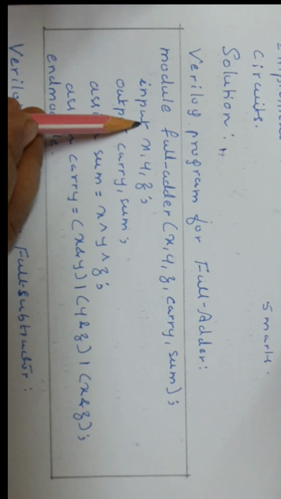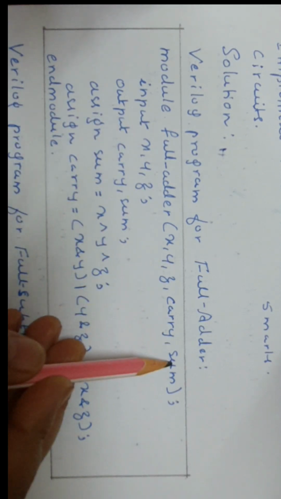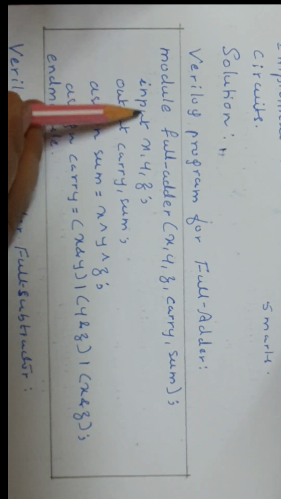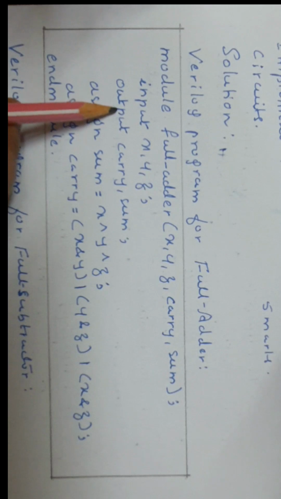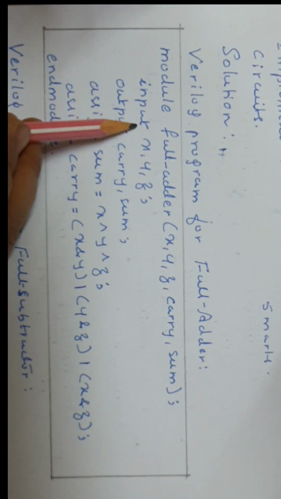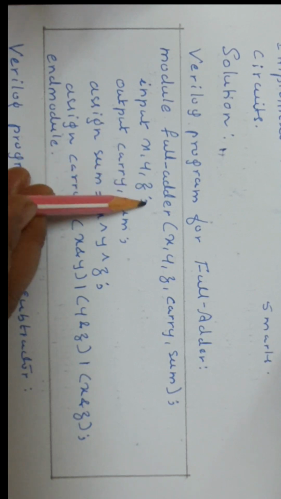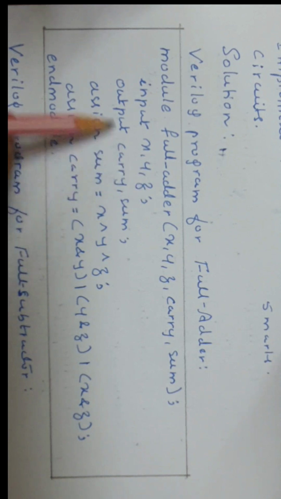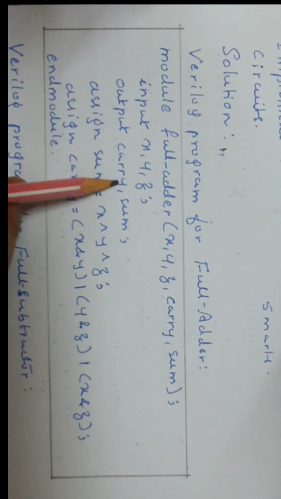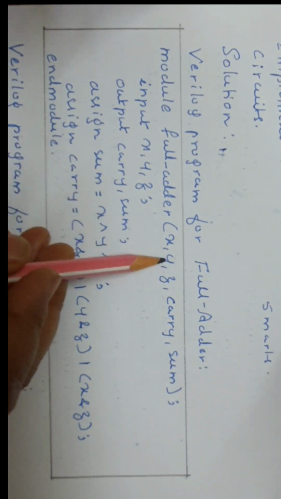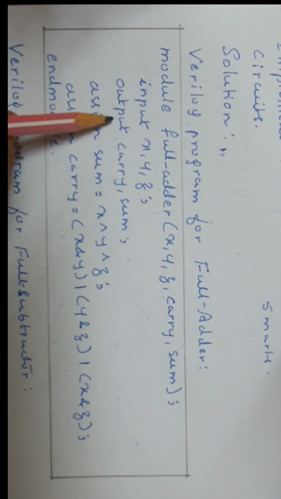Then out of this list of inputs and outputs we have to bifurcate and write here as per the syntax of Verilog program. Input is a reserved word, output also a reserved word. Input X, Y, Z, semicolon. These are the inputs. Output carry, sum, semicolon. So we are indicating out of this list which are the inputs and which are the outputs.